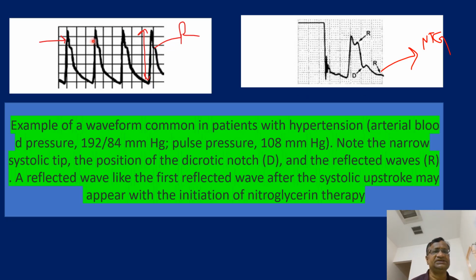Now you see the hypertension. Here you can see the pulse pressure is 108. And note that narrow systolic tip here, and there are some reflection waves. Now you start this patient on nitroglycerin, and your BP has come down. When the NTG is started, another reflection wave will come. This is not a dicrotic notch. This is only the dicrotic notch. The other is the reflection wave.